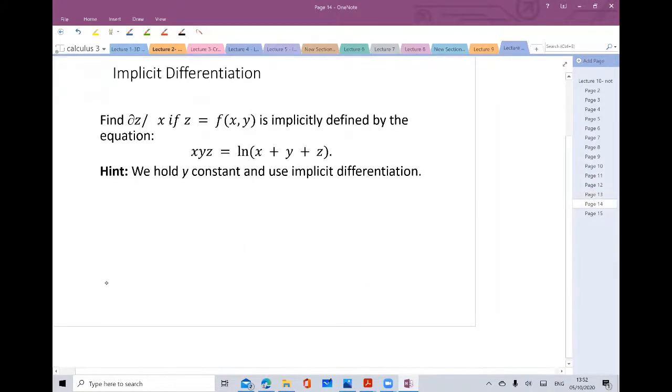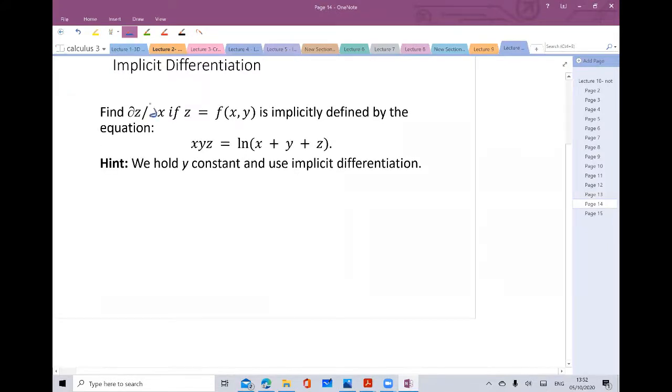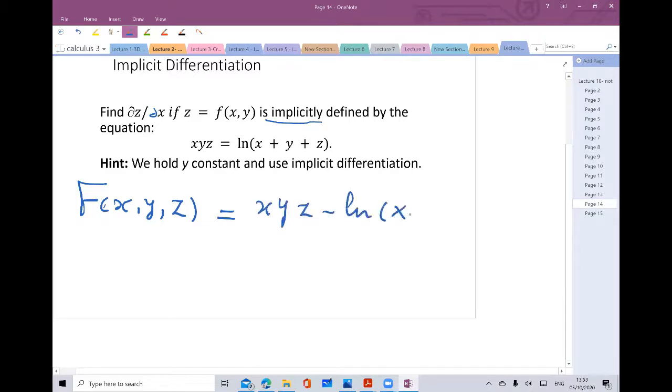Let's do this example. I need to find partial z partial x, if z is a function of x and y, and it is implicitly defined in this function. First of all, I need to clarify what functions I'm dealing with. What is my capital F function? I should combine all the terms on one side: xyz minus ln of (x plus y plus z). This is equal to 0, because I went to the other side and ended up with a 0 on the right hand side. Now I have my capital F function, and I'm going to apply the rule for implicit differentiation.